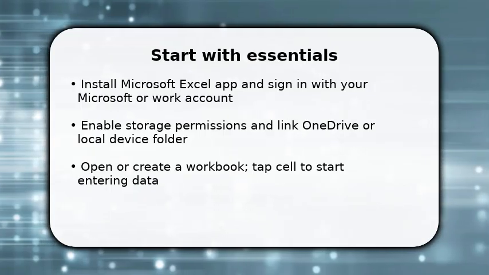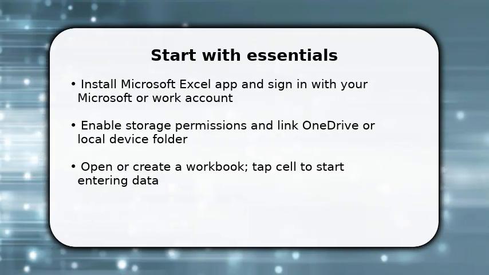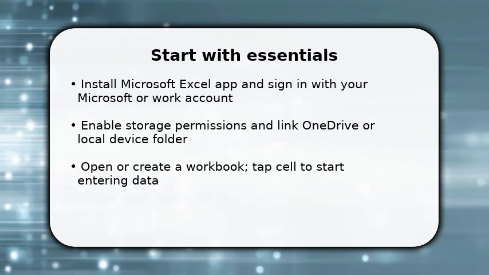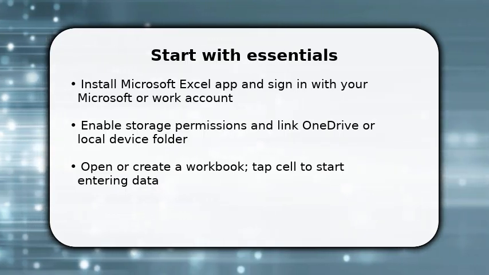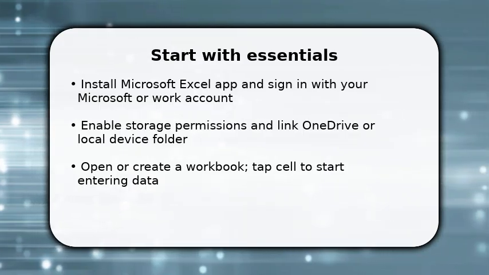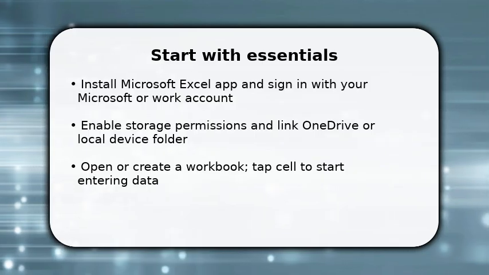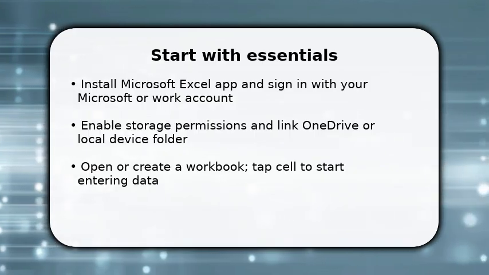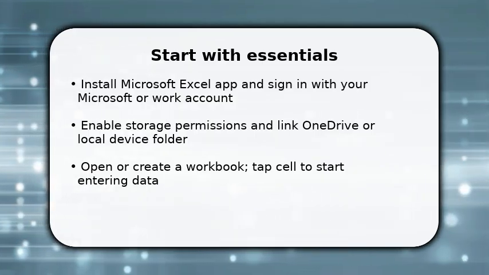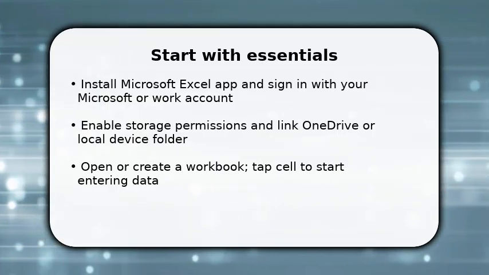You'll begin by confirming the essentials and taking the first actionable steps now. Open the Excel app, sign in, and make sure OneDrive is linked so autosave works. This prevents lost changes. Once done, create a new workbook or open an existing file and tap any cell to enter values. Use the bottom keyboard and the formula bar to speed entry. Make sure to name the file immediately and select a folder so you can find it later.